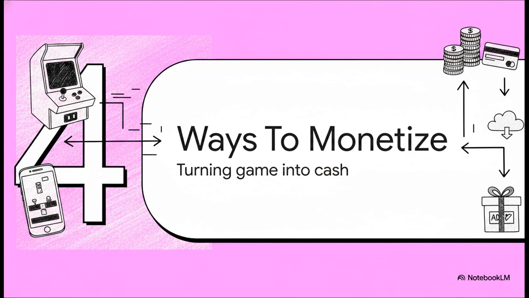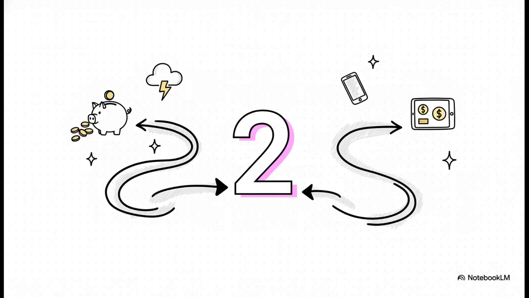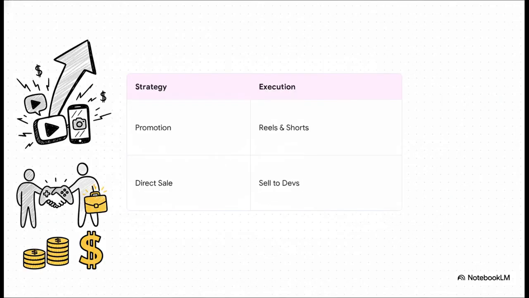Section 4. 2 ways to monetize, turning the game into cash. I want you to keep this number in mind. 2, because there are exactly 2 distinct, clear paths to cash out on this brand new game you just generated. Let's move to these 2 strategies and see how this builds. You essentially have 2 paths. Method 1 is self-promotion. That means launching the game yourself and hustling, marketing it via viral Instagram Reels and YouTube Shorts. The payout there is variable. It totally depends on your marketing skills.